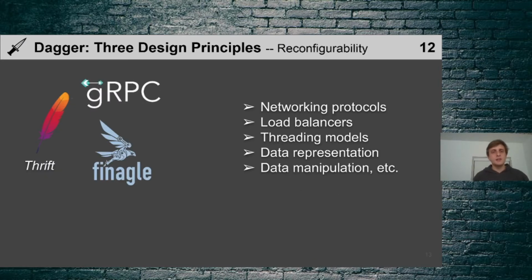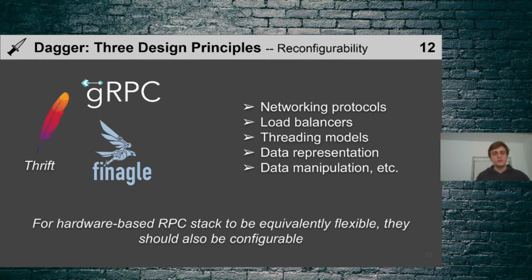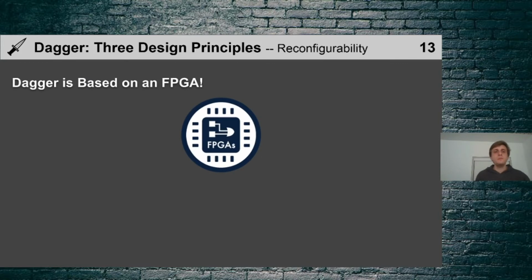Our second design principle is reconfigurability. Existing software-based RPC stacks, such as Thrift, gRPC, and so on, are modular and configurable. They provide a flexible choice of networking protocols, load balancers, threading models, the ways how data are represented and manipulated. And if we want for our hardware-based RPC stacks to be equivalently flexible and therefore practical, they should also be configurable. For this reason, Dagger is based on an FPGA.